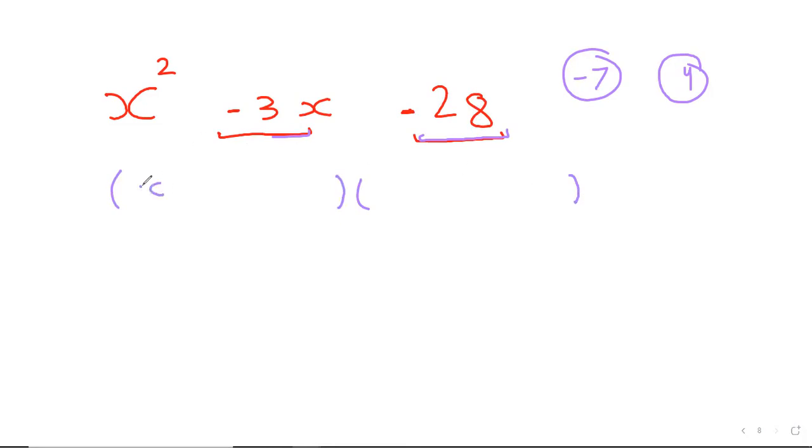x to the power of 2 is x and x. And negative 28 we can write as a product, negative 28, and the sum of them is negative 3. They are negative 7 and 4. When multiplying them, you will get negative 28 at the end, and in the middle, it will be negative 3x.